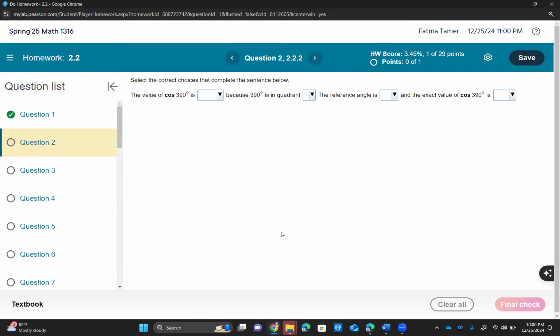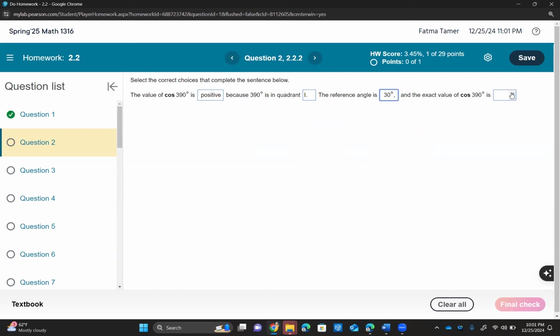So the next question is a similar setup, but this time we're going to study with 390. So 390 is more than 360. So the first thing I will do is find the coterminal angle. So 390 minus 360 is 30 degrees, okay? So the value of cosine 390, we're going to calculate everything depending on 30 degrees. So it will be positive because this is still in quadrant 1. The reference angle will be 30 degrees.